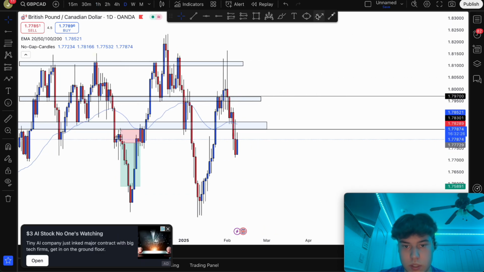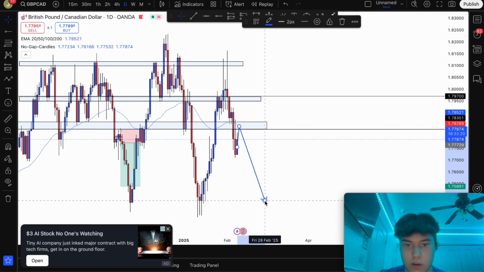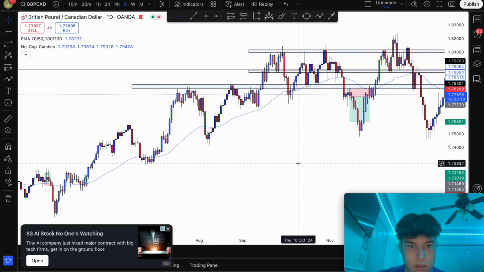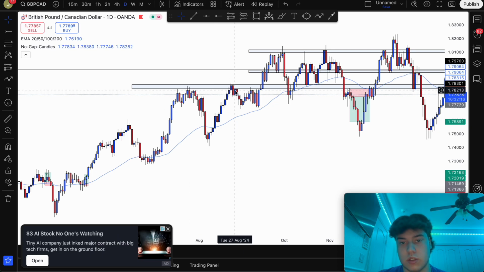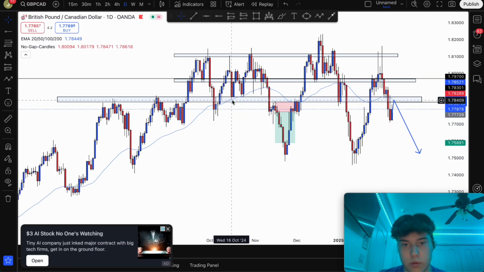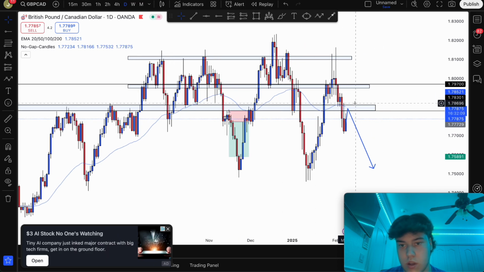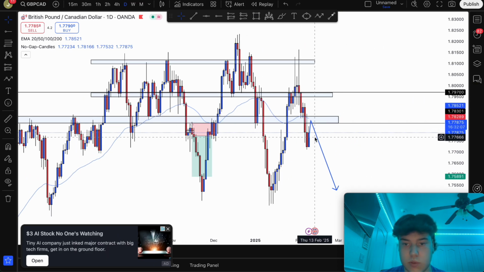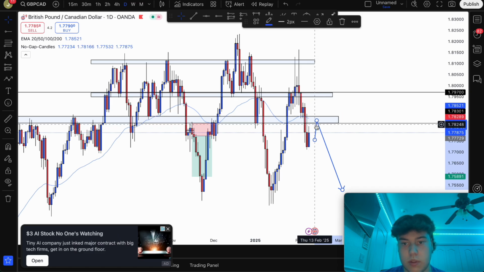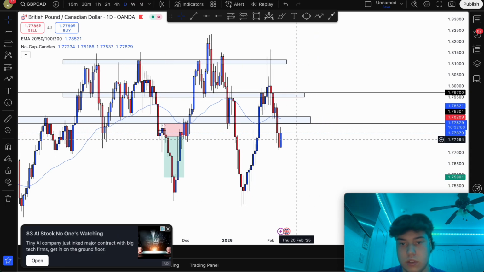So on the daily, it would look something like this. Come in here, retest this EMA plus previous structure plus this area of interest. As you can see, this area of interest is resistance, resistance, support, support, support, resistance, support, support. And now we're using it as resistance. So once it reaches this area, I'll be looking for a shift of structure and engulfing to sell.